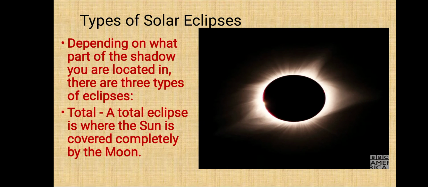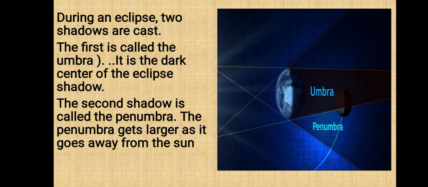So in today's lesson, children, we have learned about umbra and penumbra. The first is the dark center of the eclipse shadow, that is known as umbra. The second shadow is called penumbra. The penumbra gets larger as it goes away from the sun.